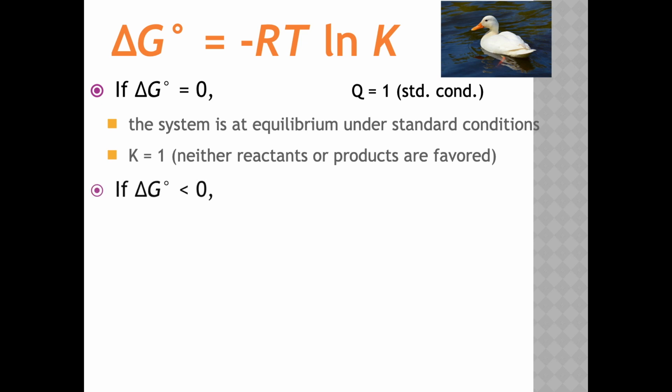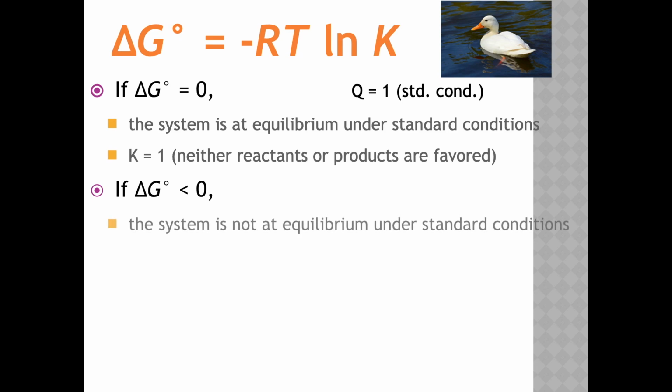But if standard delta G is less than 0, we know that if the pressures and concentrations are all 1, then the system isn't at equilibrium yet, and that the equilibrium position lies to the right, because Q is less than K. So K is greater than 1. The forward reaction to make the products is thermodynamically favored.